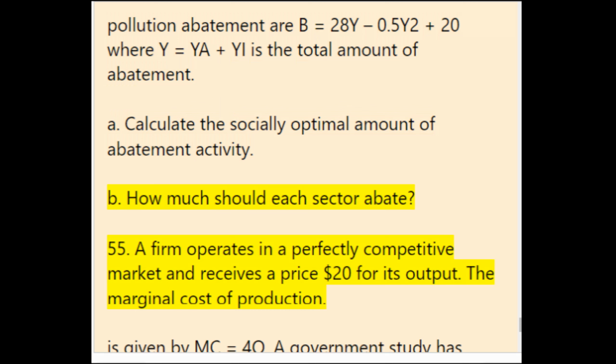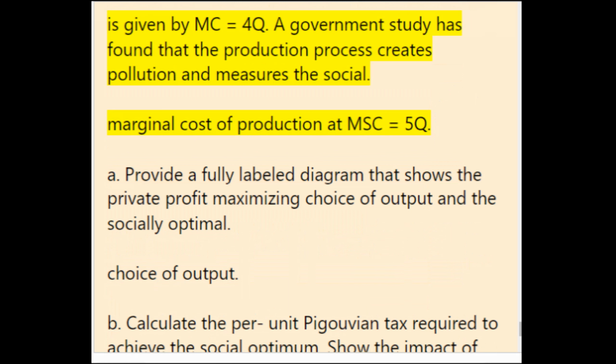55. A firm operates in a perfectly competitive market and receives a price of $20 for its output. The marginal cost of production is given by MC equals 4Q quetzales. A government study has found that the production process creates pollution and measures the social marginal cost of production at MSC equals 5Q quetzales.